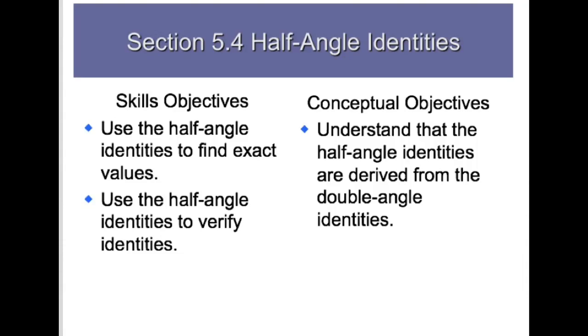Chapter 5.4, Half-Angle Identities. This is the last section we'll be doing in Chapter 5. And we are going to be using these half-angle identities to do the same thing we've been doing before, and that is to find exact values using these identities, and we're also going to use these identities to verify.